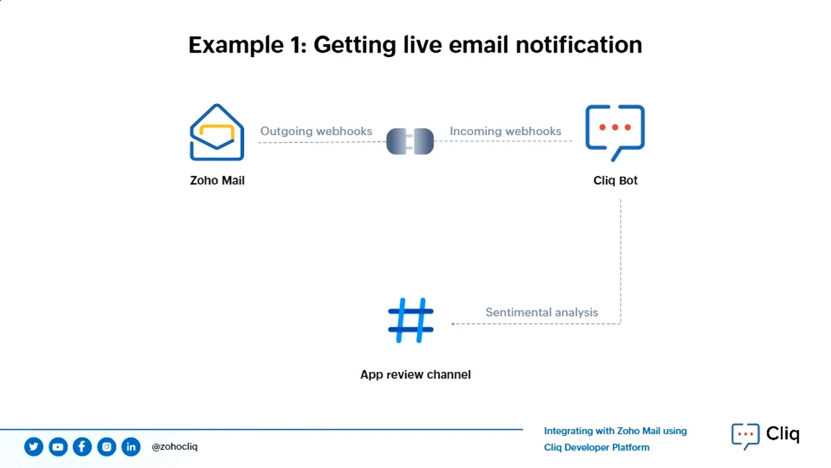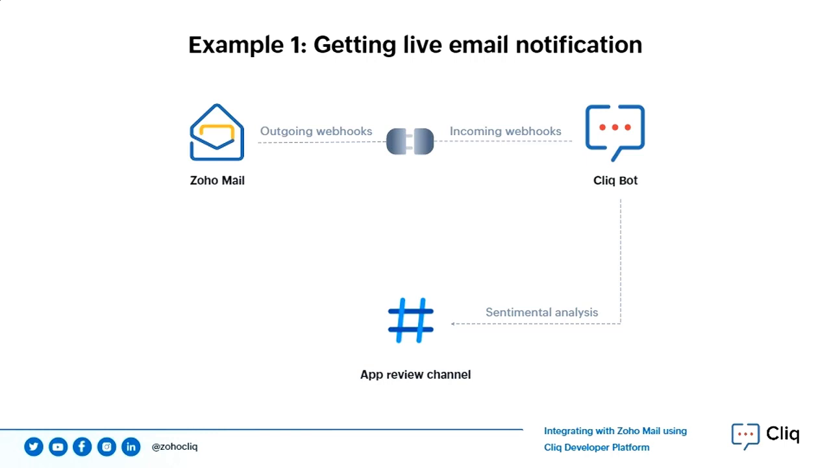Instead of having to filter out our inbox for every single review, it would be better if all the reviews were displayed in a channel where developers and marketers can view and discuss them. We can do this using the Cliq platform. If you look at the flowchart, first we're going to connect Zoho Mail and Cliq using webhooks. And for those of you who don't know what a webhook is, it's a way for one application to deliver data to another app in real time.